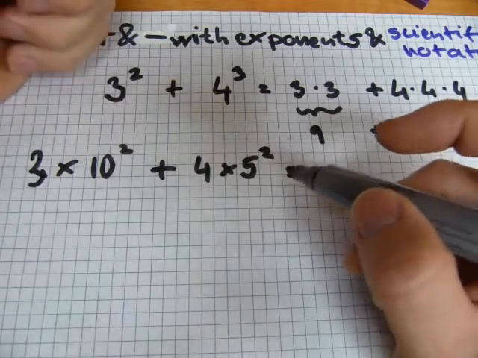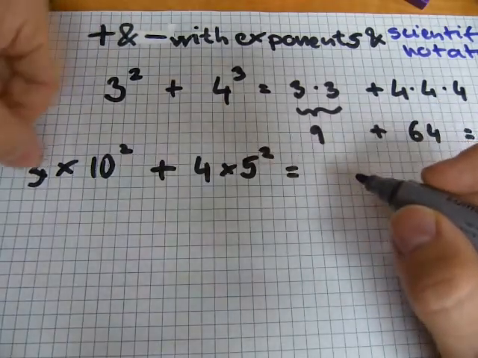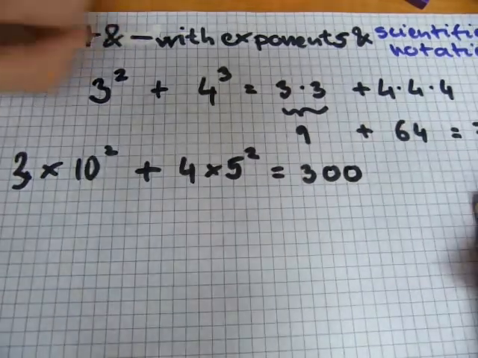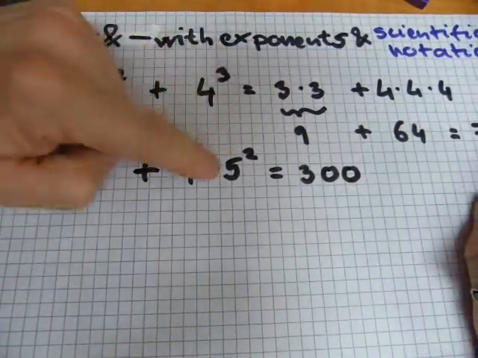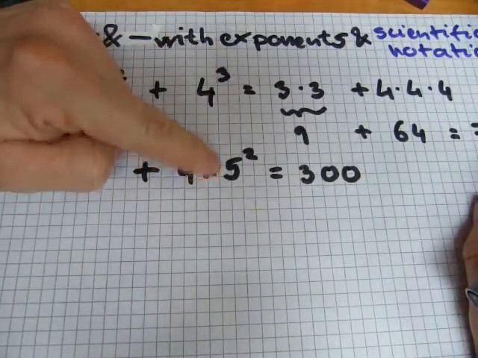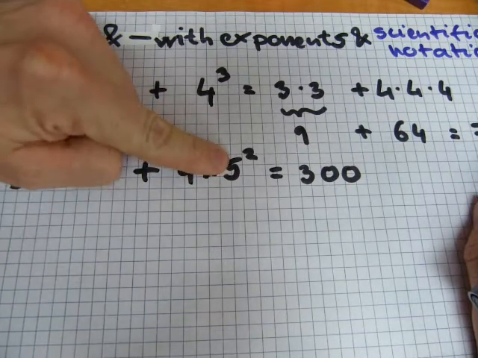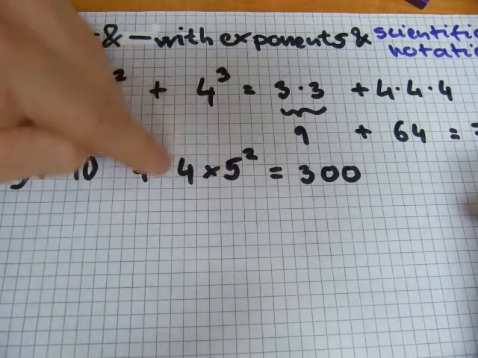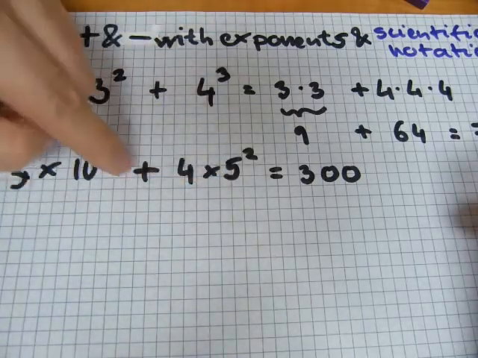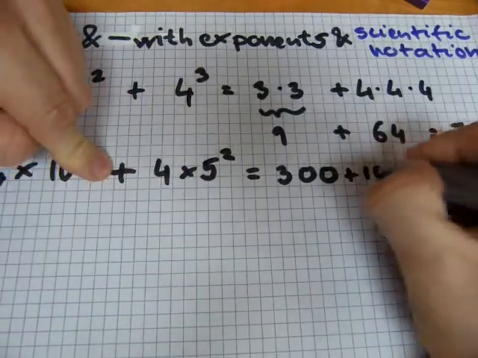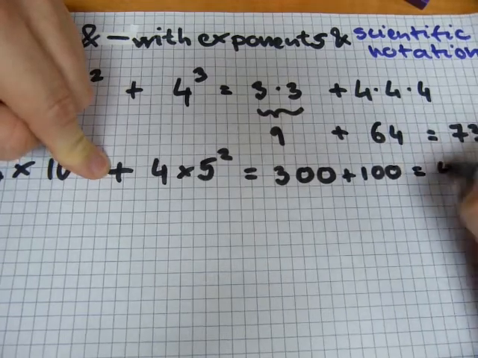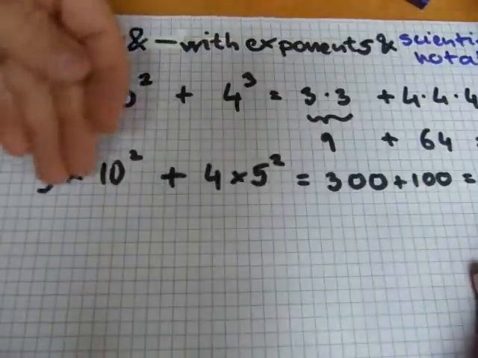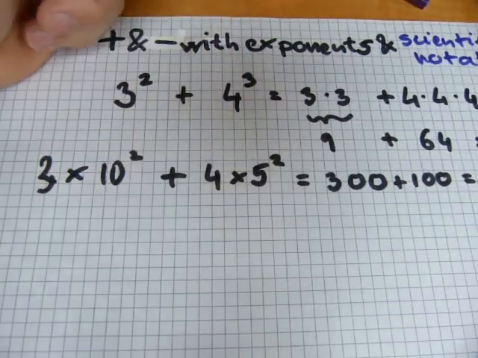Ten to the power of 2 is 100. 3 times 100 is 300. 5 squared is 25, because it's 5 times 5. 4 times 25, that's 100. So plus 100 equals 400. So that's the final answer to this addition problem here.